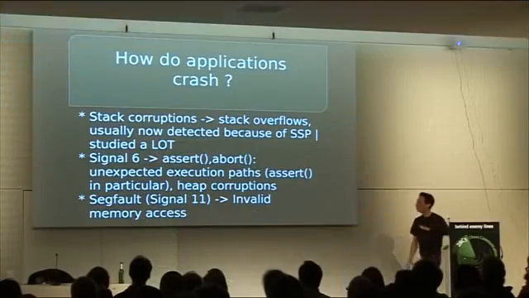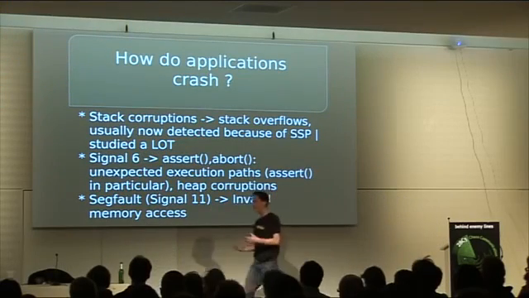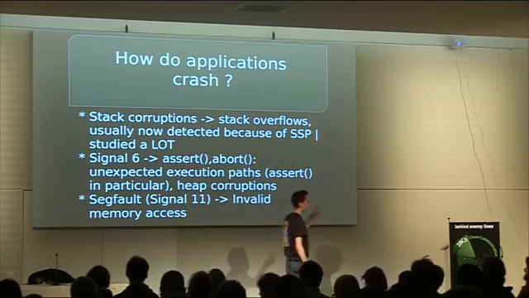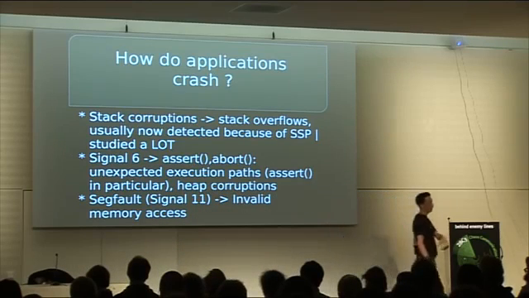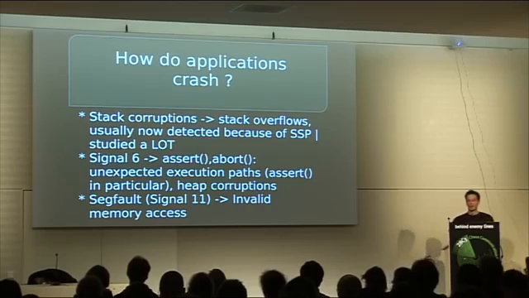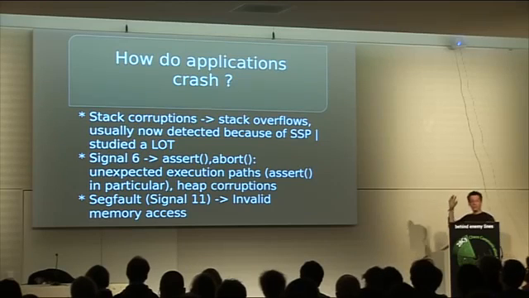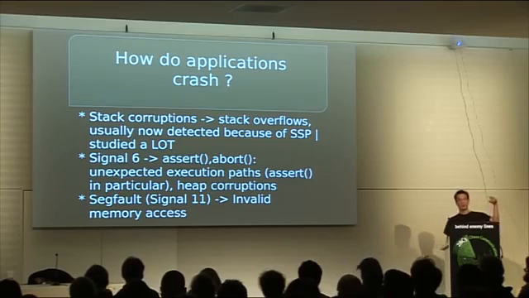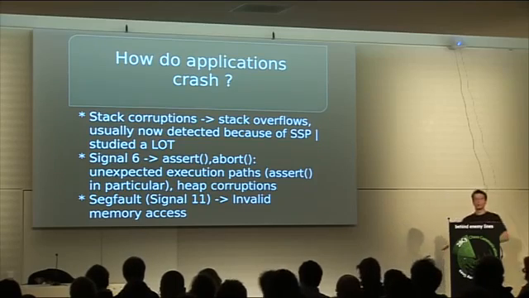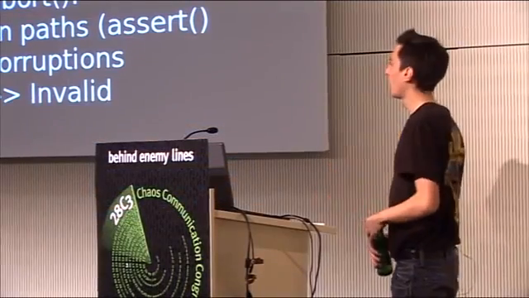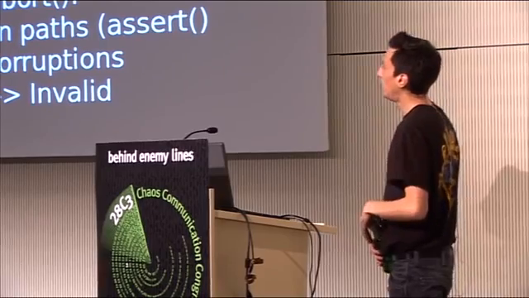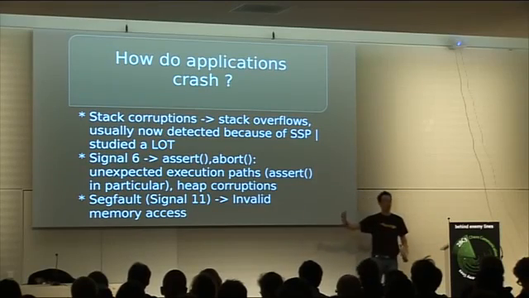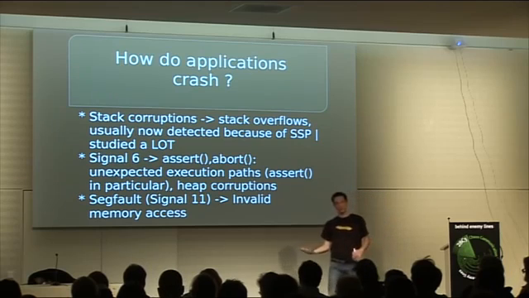Why do applications crash? They can crash in many different ways. You can hit an assert, which aborts and ends up with a signal 6. You can get a stack corruption, and if it's compiled with SSP, it's going to be caught by the handling routine of the libc. Or, more interestingly, you can have an invalid memory access, which can be of 3 different types.